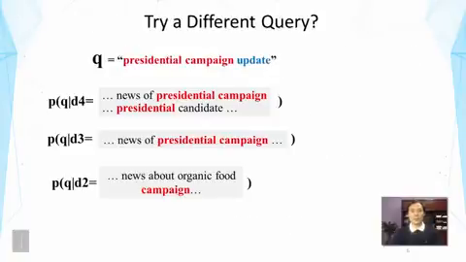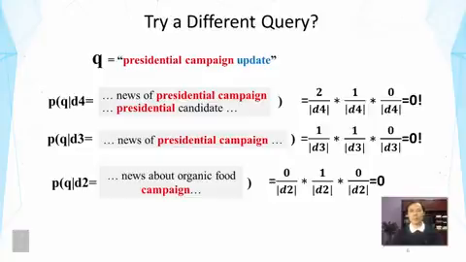However, if we try a different query, like this one, presidential campaign update, then we might see a problem. What problem? Well, think about the update. Now, none of these documents has mentioned update. So according to our assumption that a user would pick a word from a document to generate the query, then the probability of obtaining a word like update would be what? Would be 0, right? So that causes a problem because it would cause all these documents to have a 0 probability of generating this query.